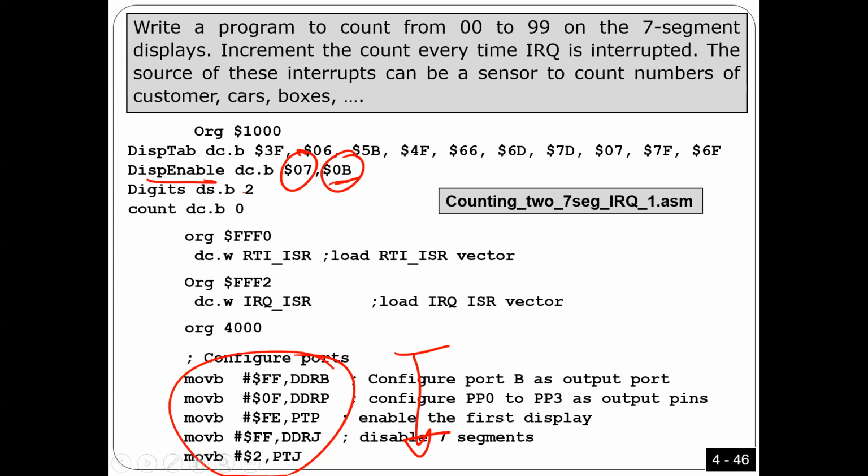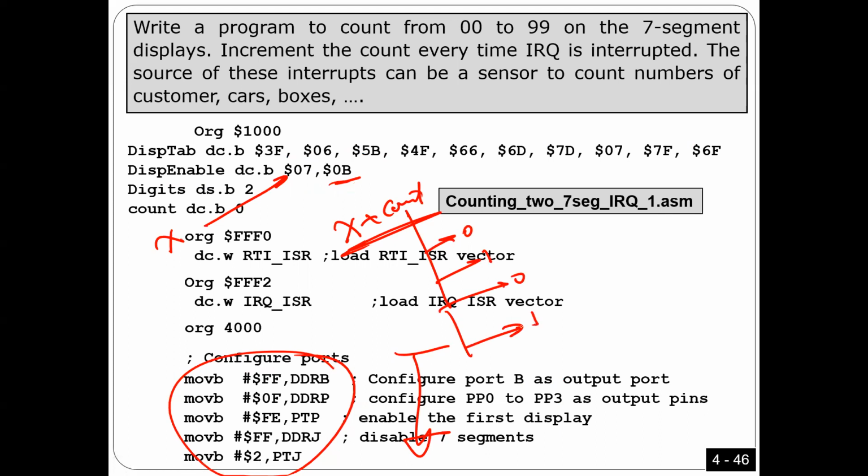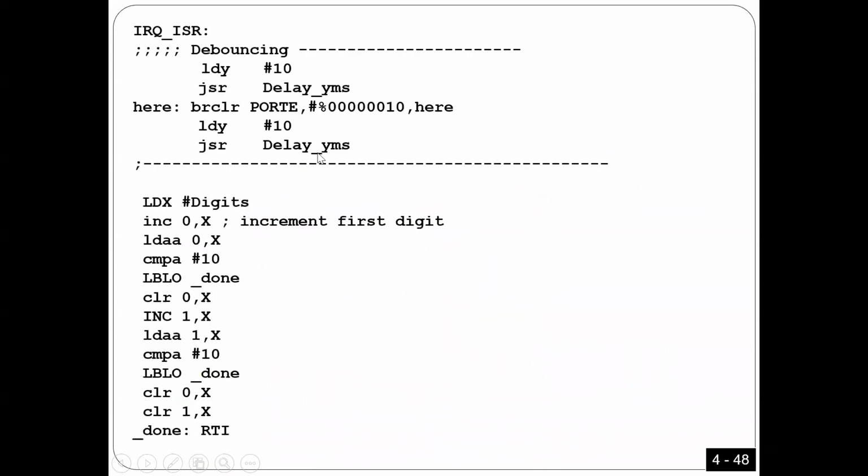So the way I'm gonna do it is, for example, register X is here. Then I do X plus count, and as I told you, count is 0, 1, 0, 1. So in one interrupt, I'm gonna take X plus 0. Next interrupt, X plus 1. Then X plus 0, X plus 1, and so on, because of count. This is exactly what I did here.